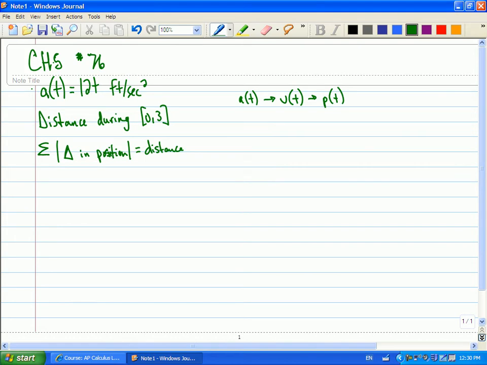Okay, so if we have 12t for the acceleration, what would the velocity be? Yeah, we're going to have to integrate the velocity, or sorry, the acceleration. So for us, that's going to be the integral of 12t dt. So I'm going to get 6t squared and a constant.